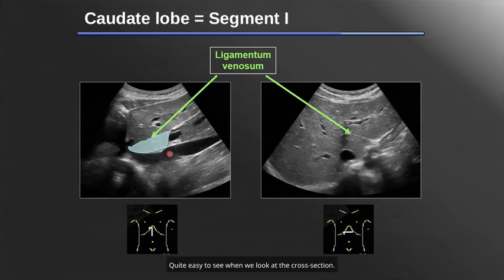Quite easy to see when we look at the cross section. I'll go back to the boundary here. Then it is often the case that we might be able to see the area above the vena cava, but it is often difficult to delineate medially. But consciously look into this corner and perceive, have I seen the caudate lobe or not?